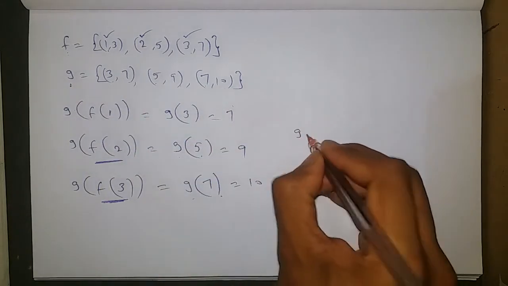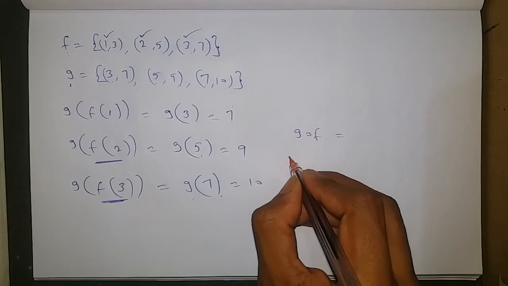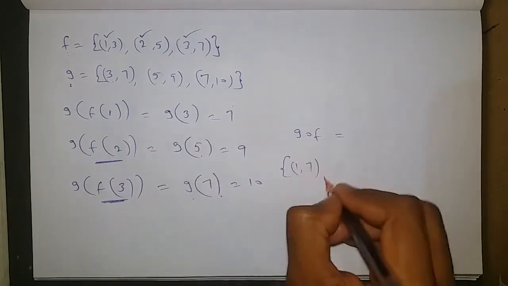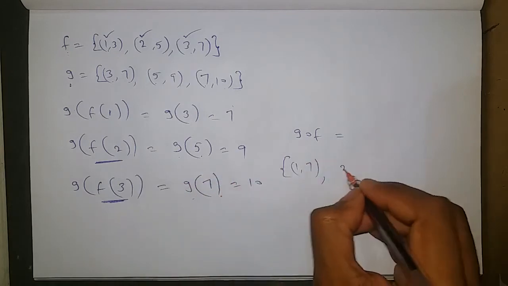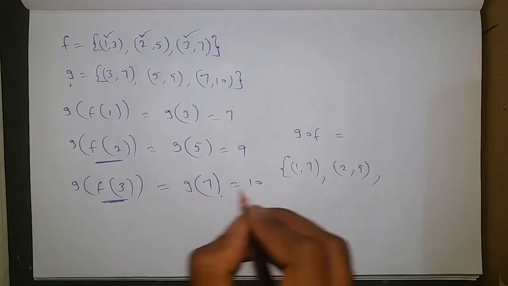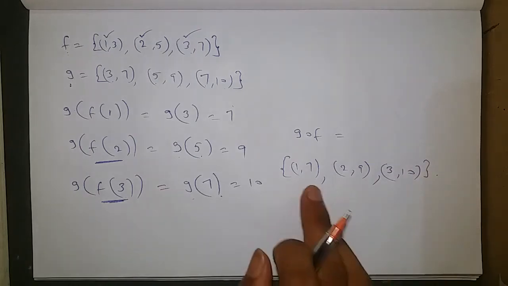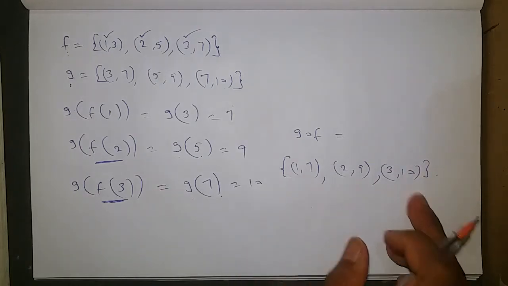So g of f is equal to: I substituted 1 and got 7, so 1 comma 7. Input is 2, output is 9, so 2 comma 9. Input is 3, output is 10, so 3 comma 10. g of f is 1 comma 7, 2 comma 9 and 3 comma 10.